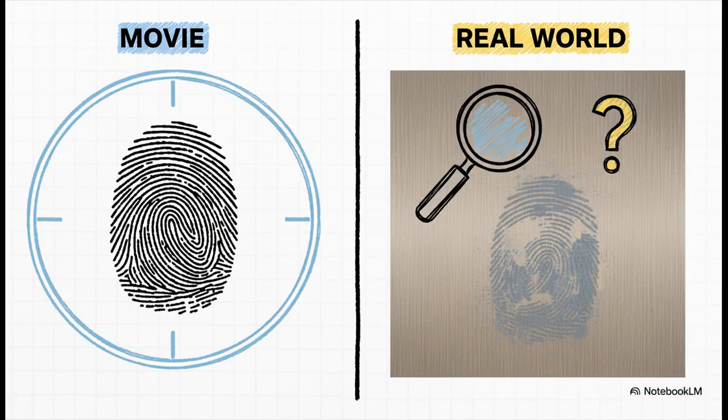We've all seen it in the movies, right? An investigator lifts a perfect, crystal-clear fingerprint from a glass. Well, the reality is a lot messier. Real-world latent prints are faint, they're smudged, and they're usually hidden on some really complex surface. They are the ultimate forensic puzzle.